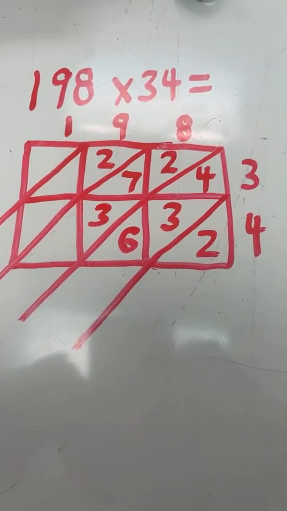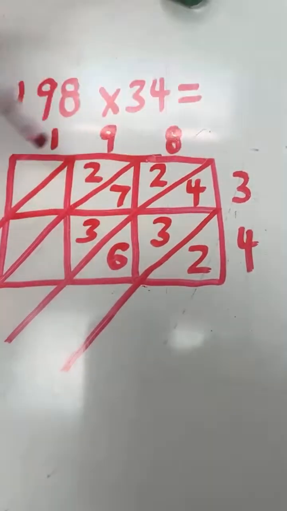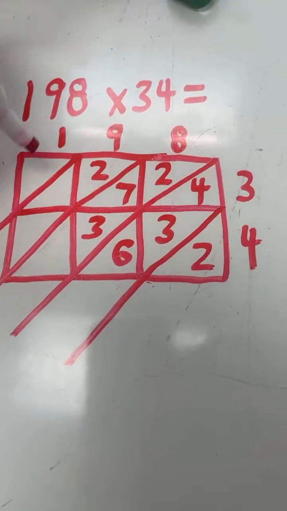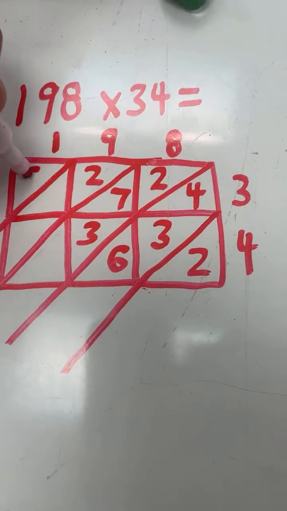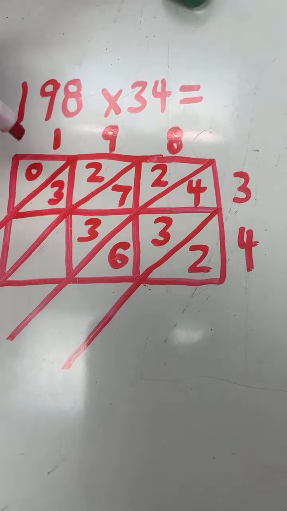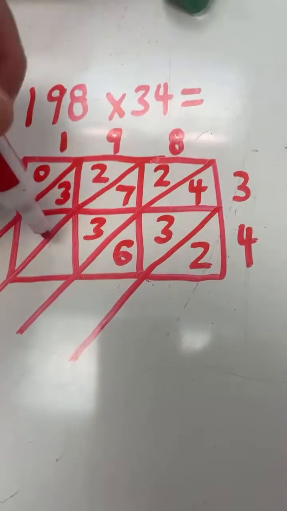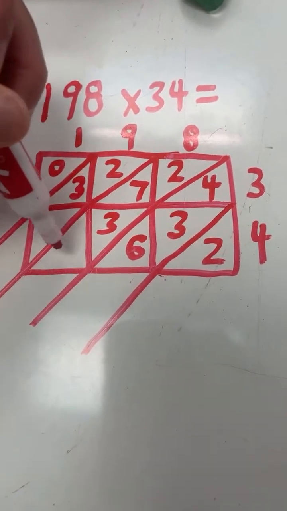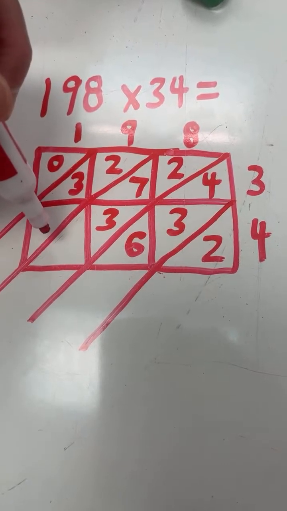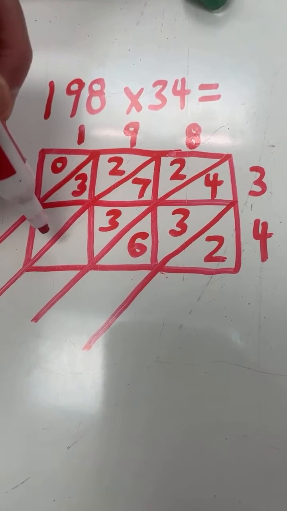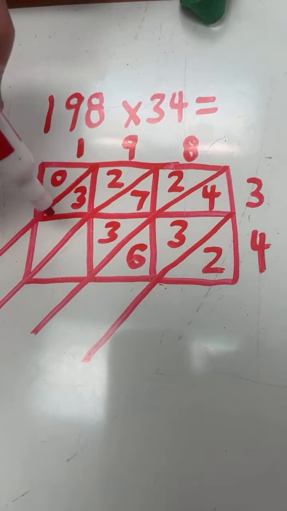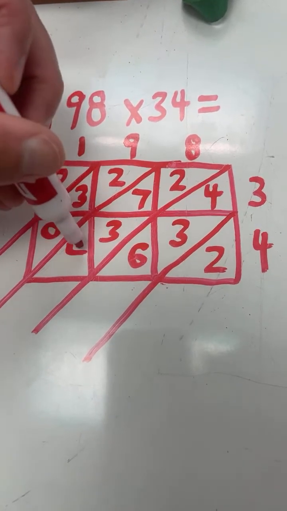Next, we're going to multiply 1 times 3. The answer to 1 times 3 goes in this top square here. 1 times 3 equals 3. 0 in the top triangle, 3 in the bottom triangle. And finally, 1 times 4. The answer to 1 times 4 goes in this bottom square, bottom left-hand corner here. 0 in the top triangle, 4 in the bottom triangle.